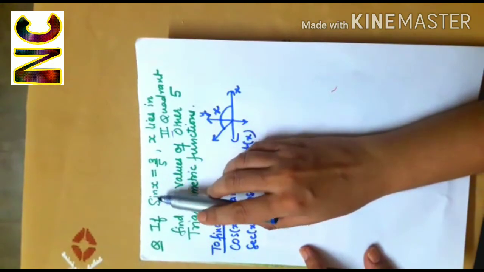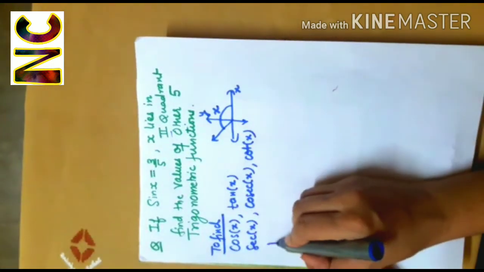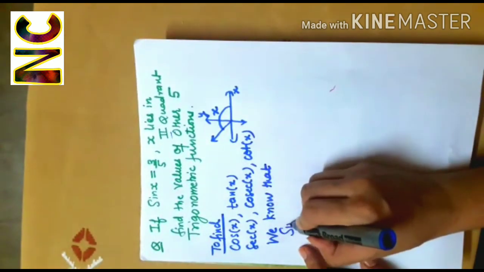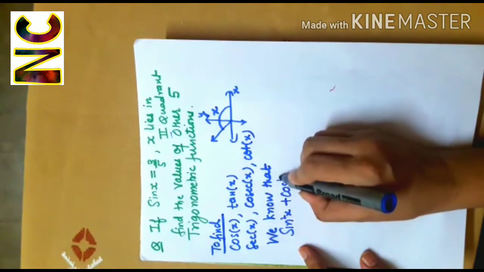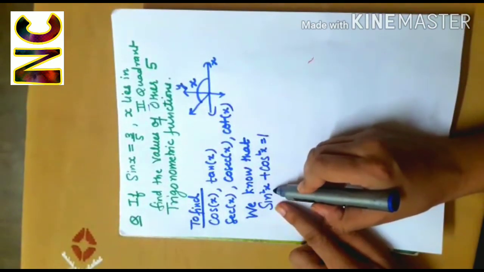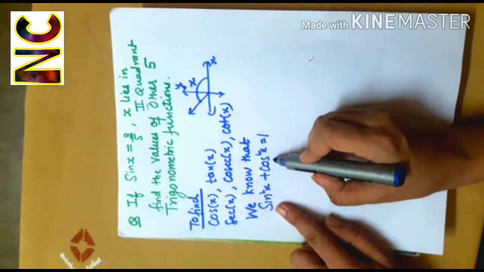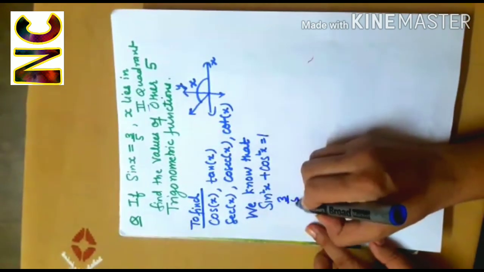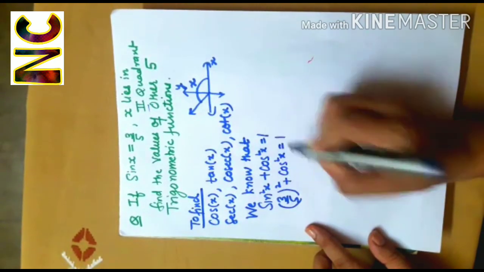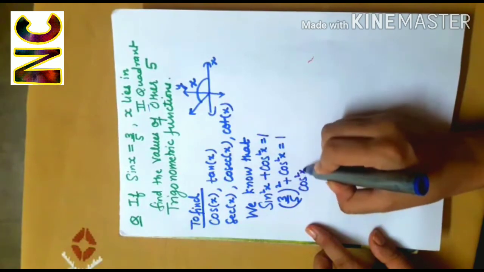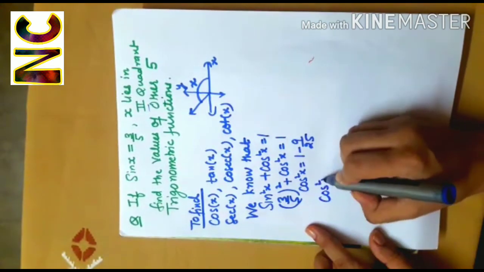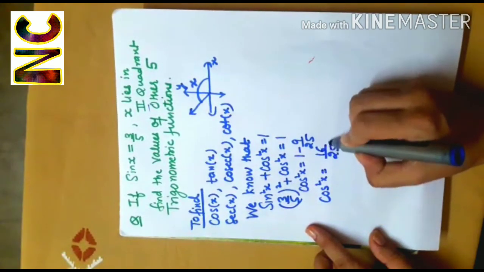Now, sin x is equal to 3 by 5. We know that sin square x plus cos square x is 1. So we know the value of sin x. So from here, can I get the value of cos x? Let's find out. It will be 3 by 5 whole square plus cos square x equals 1. So from here, cos square x will be 1 minus 9 over 25. So cos square x will be 16 over 25.